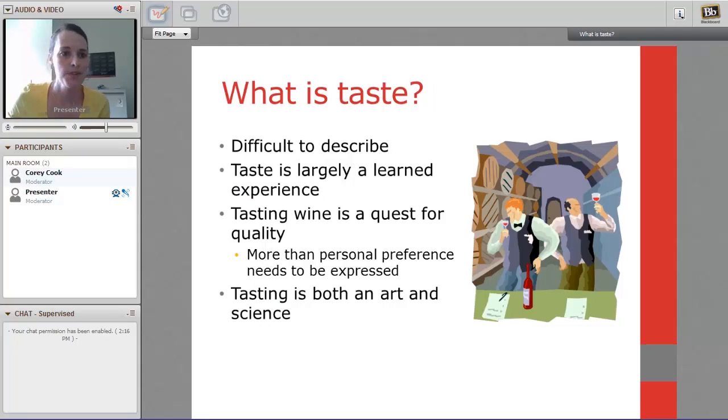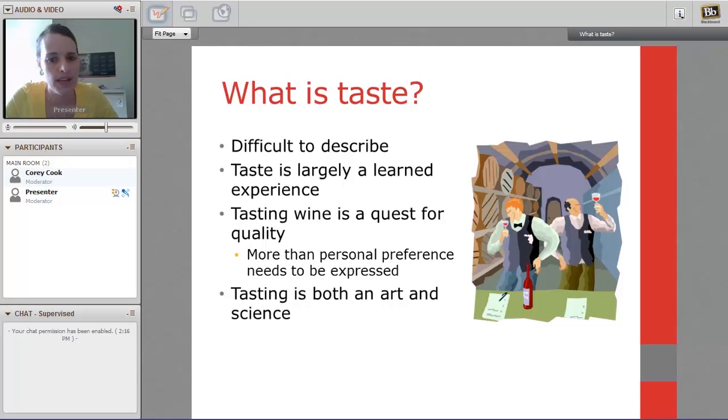So what is taste? Just starting off broadly, it's difficult to describe. It's largely a learned experience, and I'll talk about that in the next few slides as well. So it's something that comes with experience. As you taste more and more wines, you get a larger library by which you can place that wine in context. So if you've never had a Syrah before and the first one you have ever is oxidized and faulted, then you may evaluate the other Syrahs in relationship to that Syrah. You may not understand that that was a faulted Syrah because you can't place it in a broader context.